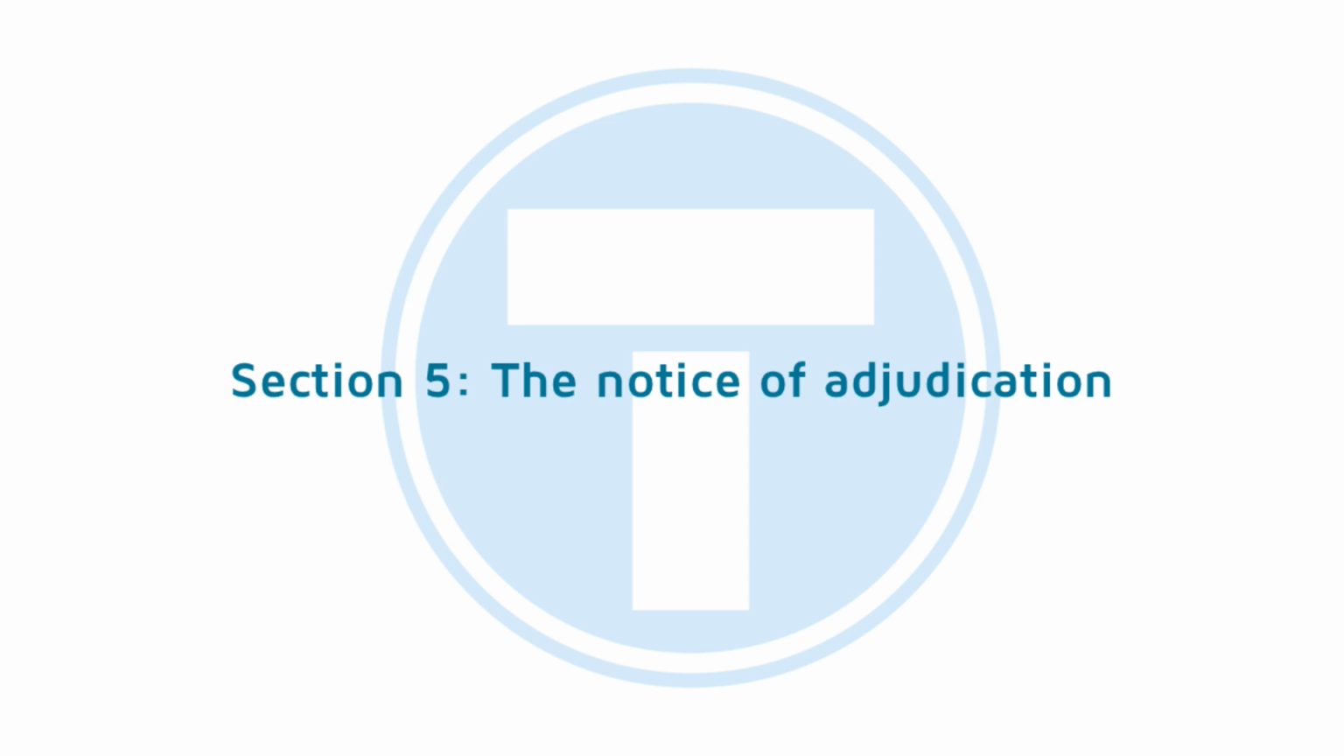Section 5. The Notice of Adjudication. The adjudication commences when the party who wishes to have a dispute decided by an adjudicator serves a notice of adjudication on the other party to the construction contract. The notice typically includes details of the claimant and the respondent, a summary of the issue that needs to be adjudicated, and a formal request that the adjudicator address and resolve the issue.